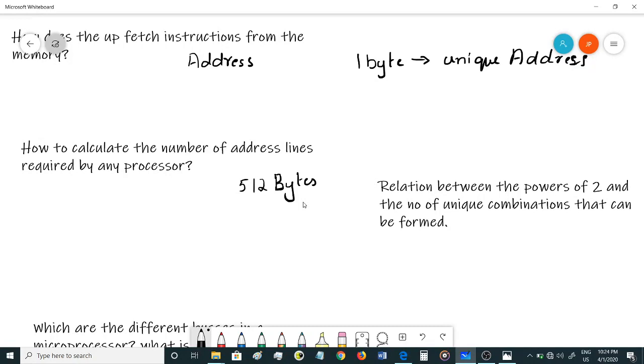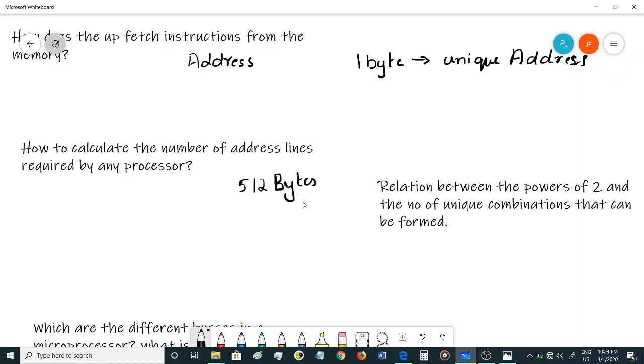Now let's say a hypothetical processor can have a maximum memory of up to 512 bytes. It's very small, definitely. Let's start with simple bytes. Now if you want to connect 512 bytes, each byte should have a unique address, right? For having a unique address, you need a unique combination of zeros and ones. How many address lines will be required to produce 512 unique addresses?